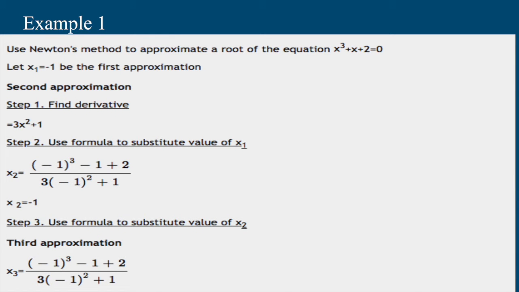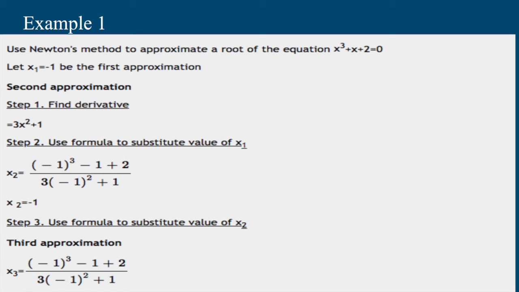Example 1. The first step of Newton's method is to find the derivative. In this problem, the original equation says x to the third plus x plus 2 equals 0. The derivative is therefore 3x squared plus 1. Next, we are able to substitute in -1 as x to get x2.